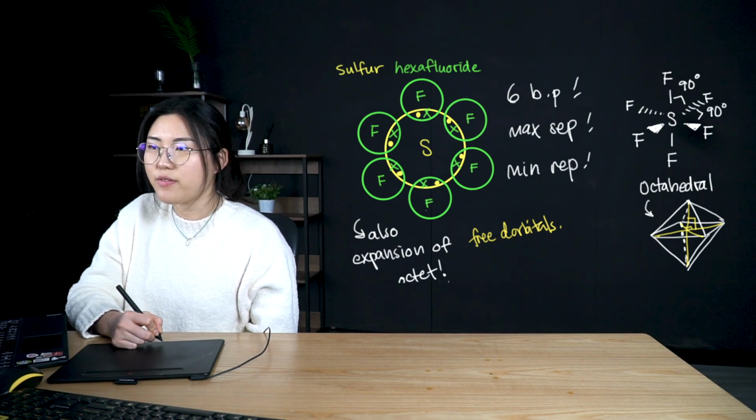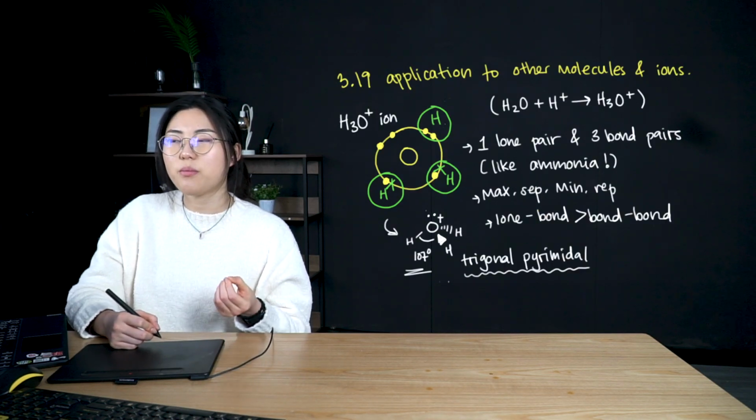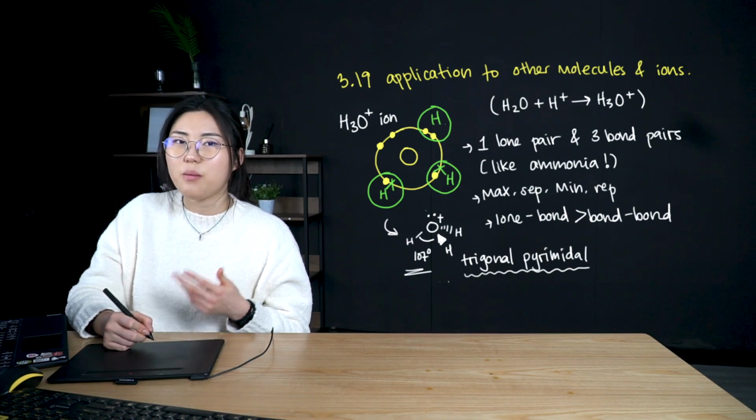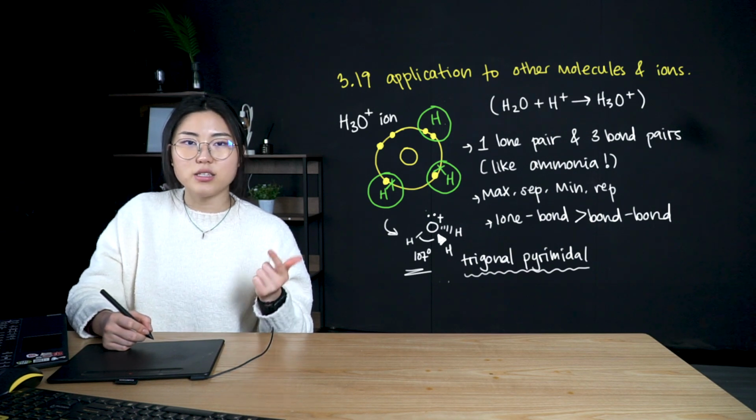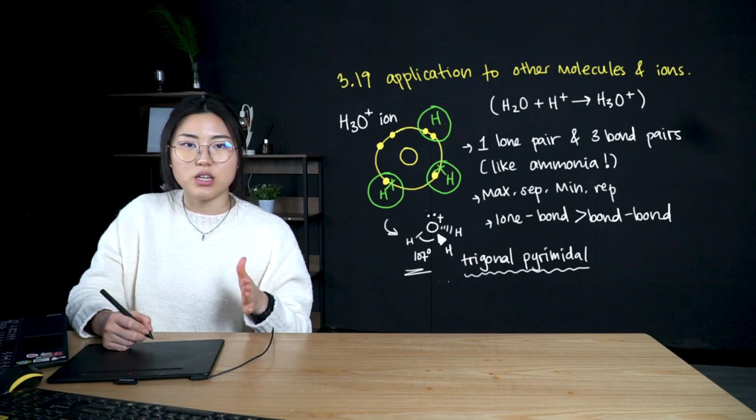So we also have to be able to apply these concepts to other molecules and ions. So you might see something very unfamiliar, but you just have to see how many bond pairs there are, how many lone pairs there are, and which one it looks similar to from what we have previously looked at.